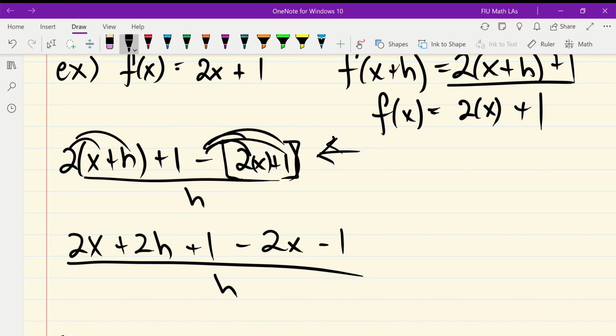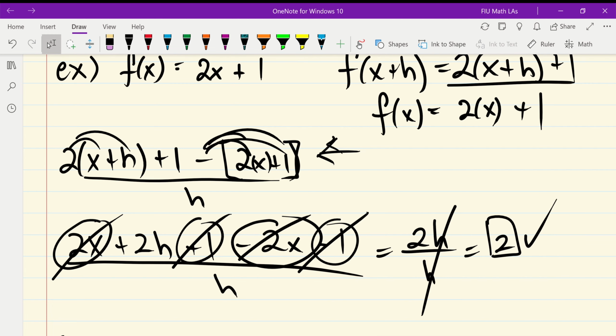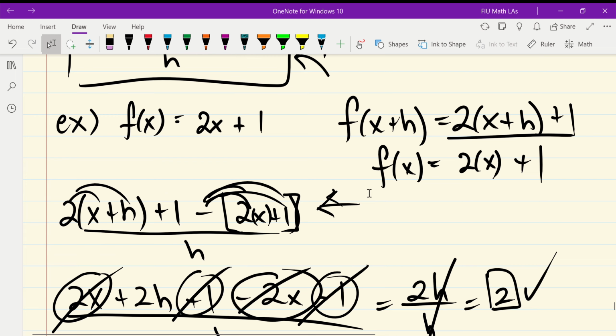And now I can start canceling. So I get a negative 1 here and a positive 1, these can go away. Negative 2x and a positive 2x, this goes away. And I'm just left with 2h over h. H's go away, I'm left with 2. This is the answer. And it makes pretty good sense because the slope of this thing was 2. And looks like the difference quotient was 2.